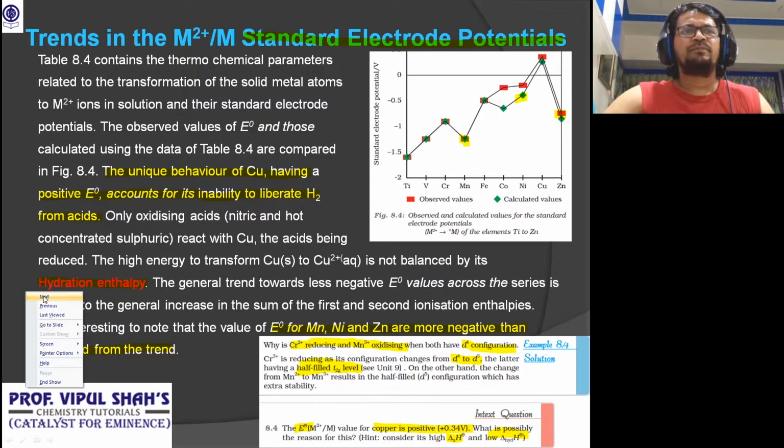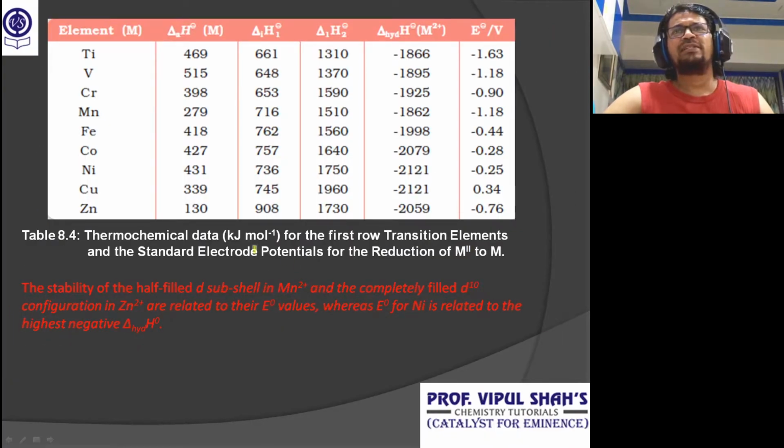Next, this is a table giving you an idea of how the stability goes. The first one is the enthalpy with respect to atomization, forming its atoms, because whenever a metal gets oxidized or reduced, first we have atomization, where it forms its free atoms. Then delta H1, the first ionization, then the second ionization, then hydration. So we have a combination of 3 things with respect to electrode potential.